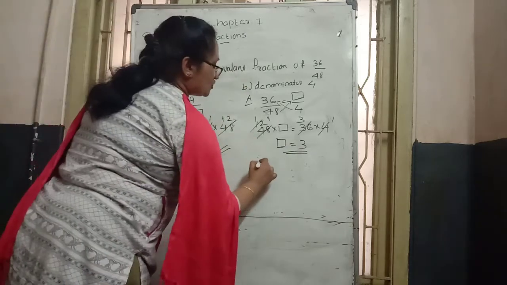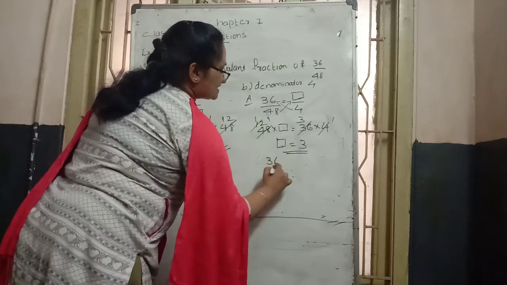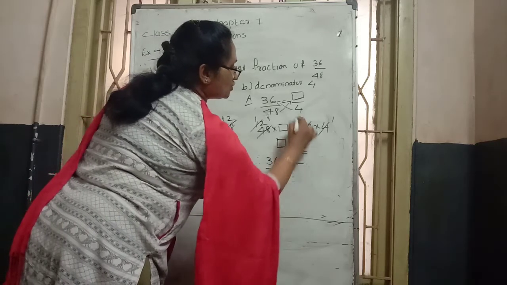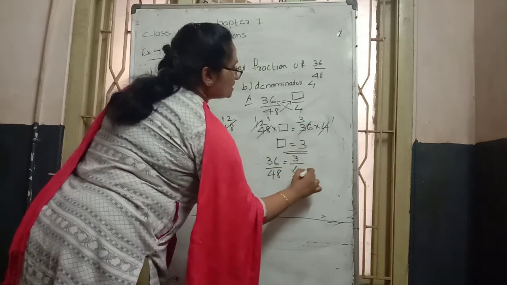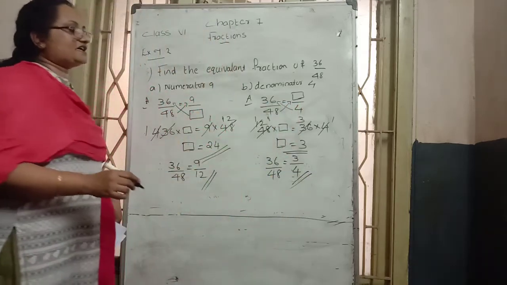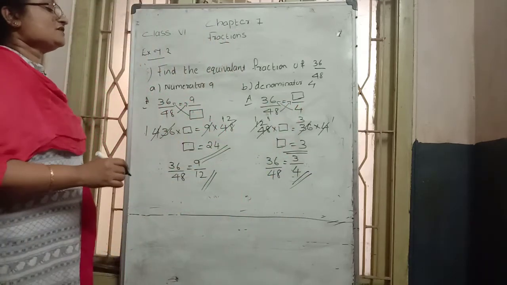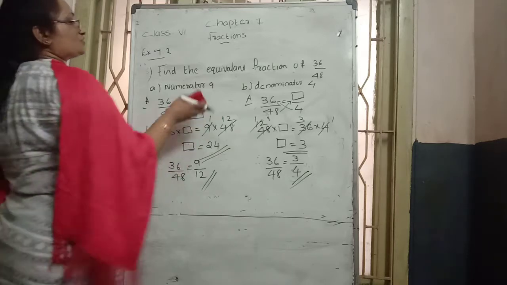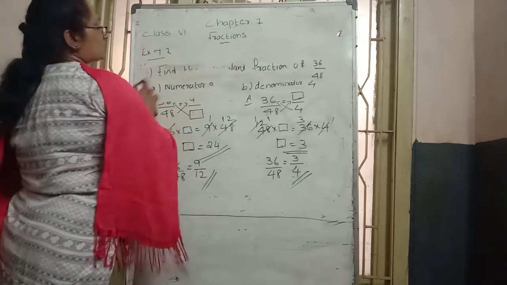So our original 36 by 48 has the equivalent fraction with the numerator box value 3, and the denominator already given as 4. In this way we can cancel and write it. That is the meaning of this fifth Roman. Fifth and fourth are the same model questions only.